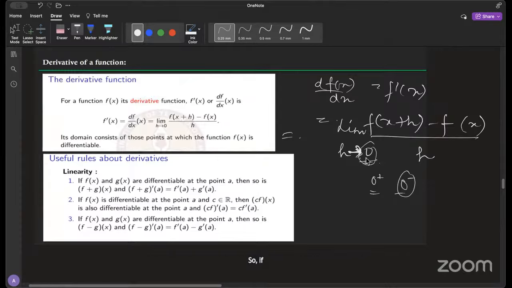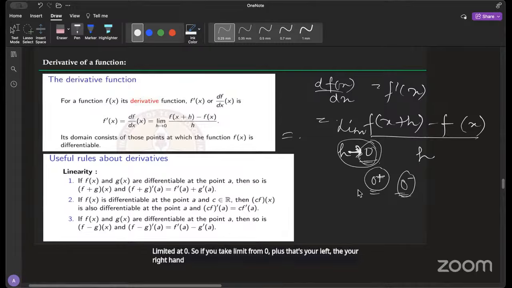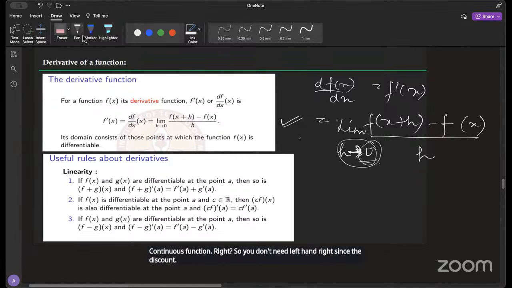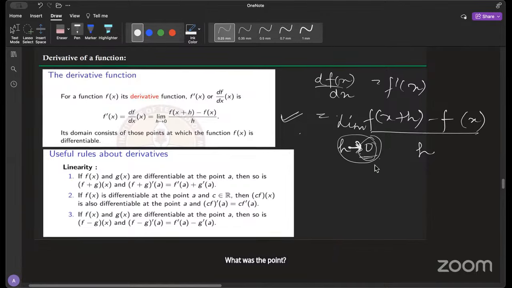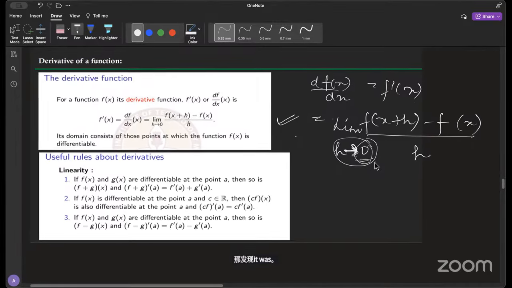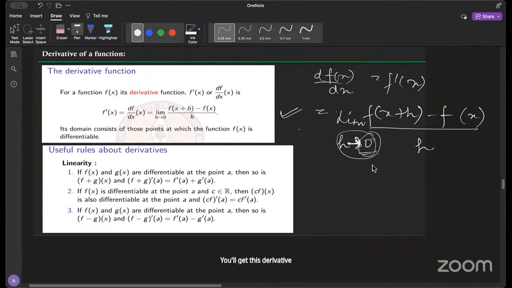So if you're trying to find the limit, it's like the limit at 0. If you take the limit from 0 plus, that's your right hand derivative. From 0 minus, it's the left hand derivative. In this one, both are included. For a continuous function, you don't need left and right hand since it is continuous. What was the point you said last? You'll get this derivative if it is continuous, right? You'll go to this step if it is continuous, this function we're talking about. Yes, the function has to be continuous to find the derivative, right?